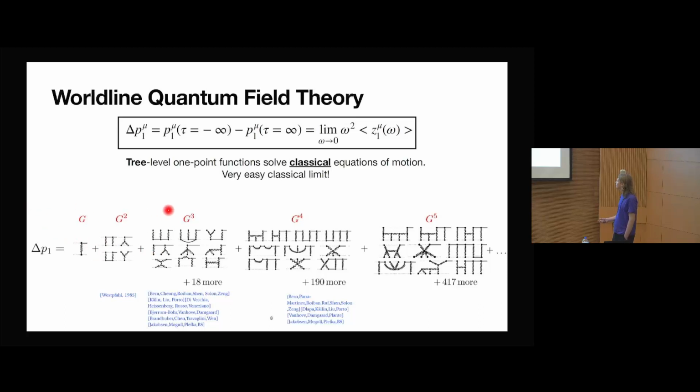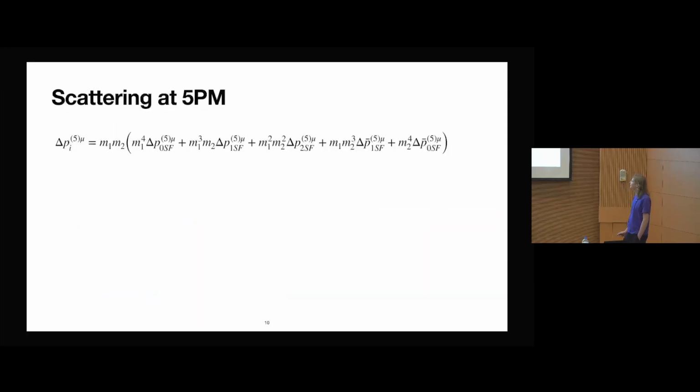And this was then computed up to fourth post-Minkowskian order. This was first done using scattering amplitudes, and then also done using the worldline effective field theory, and then also this worldline quantum field theory. And so what's missing is this G to the 5 part. So let's look at it.